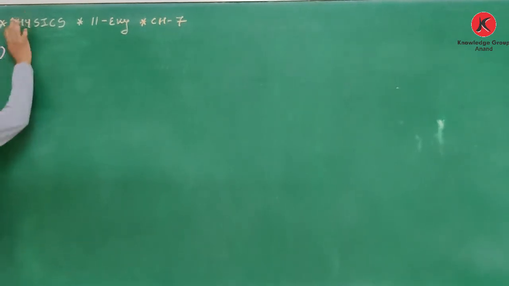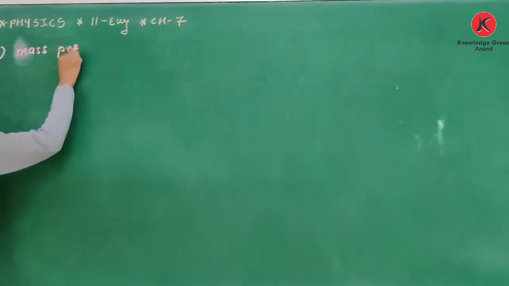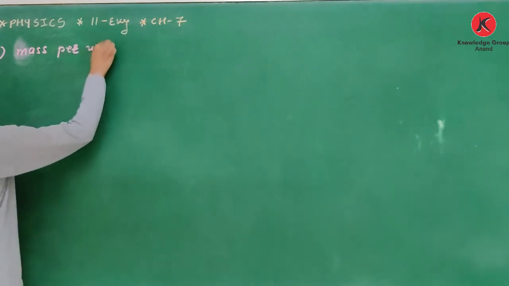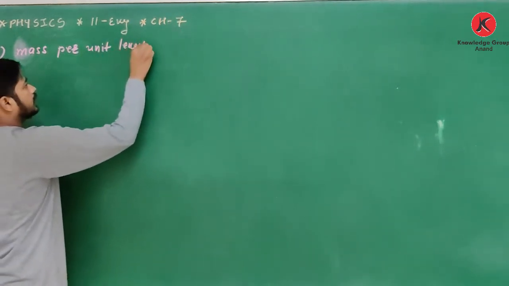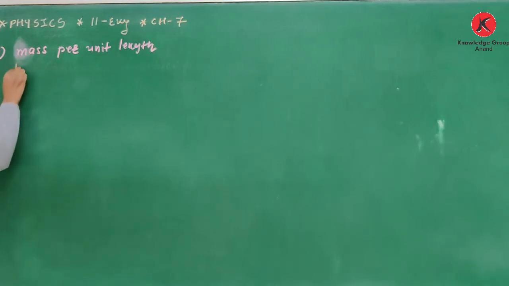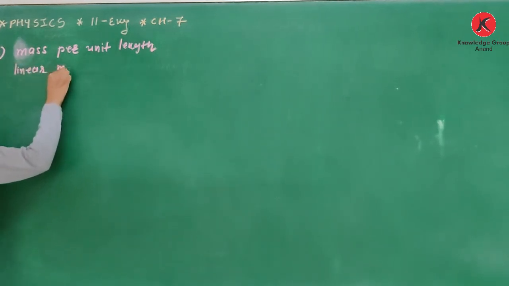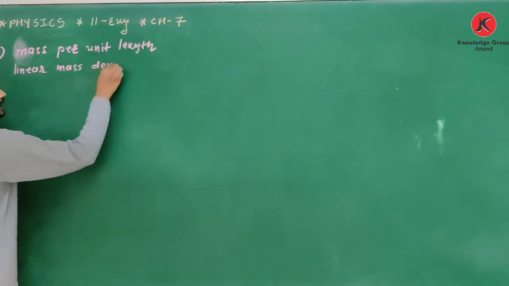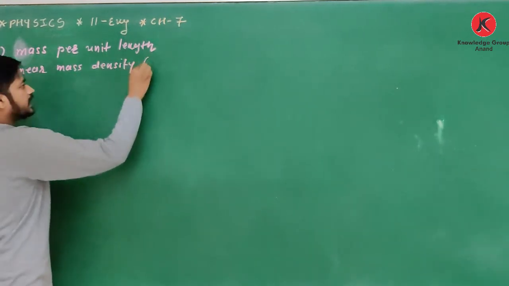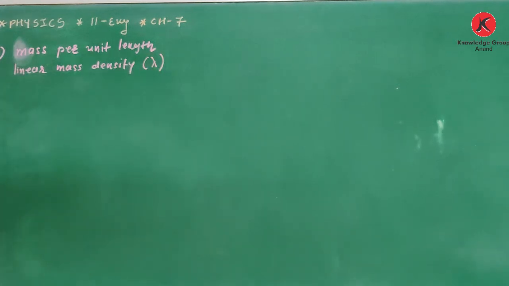First, mass per unit length. It is also called linear mass density, which is indicated by lambda. Linear means it is used for a one-dimensional object.